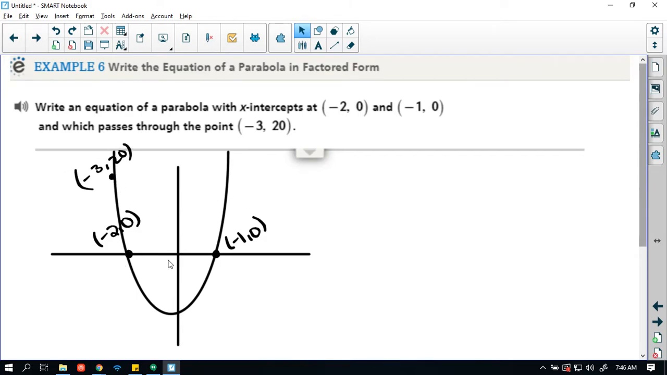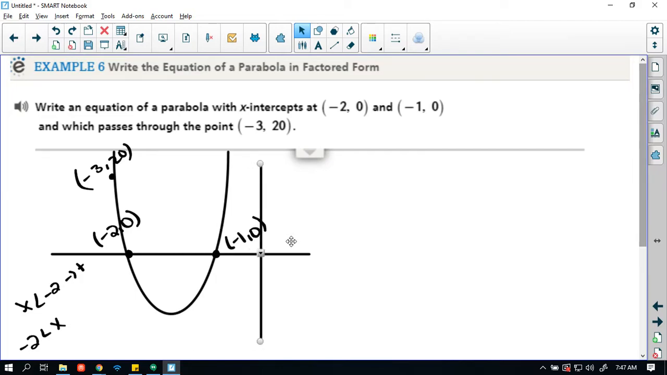From example 5, I know this is not drawn to scale at all, but from example 5, we know that all of this on the left side before we hit -2, so when x is less than -2, we're going to be positive. Between -2 and -1, I totally did not draw that correctly, let me move this guy over, we are negative. And then when x is greater than -1, we are positive.